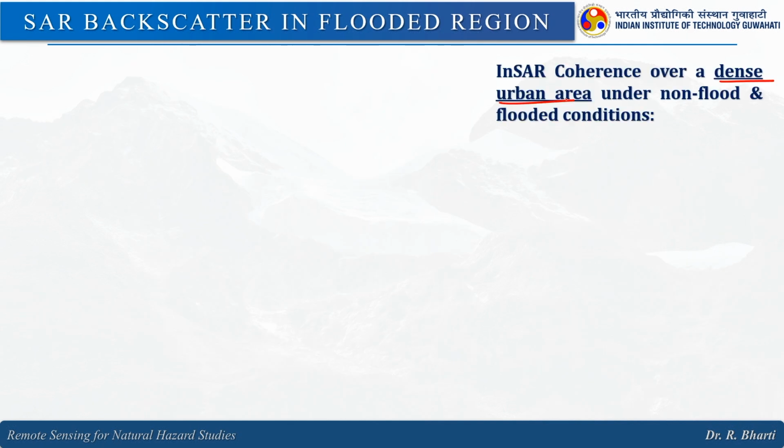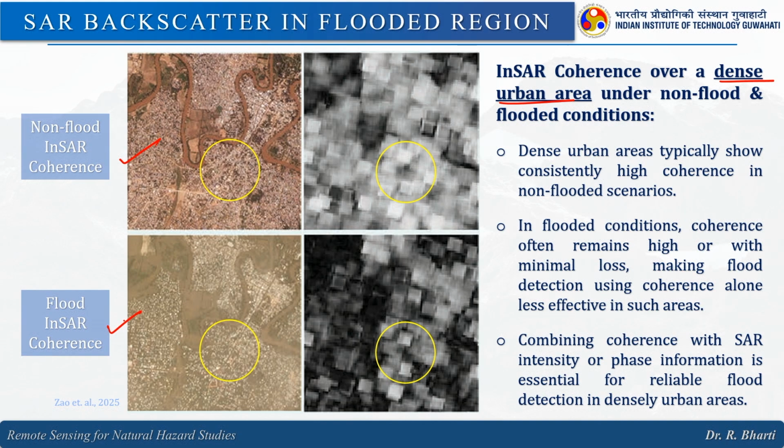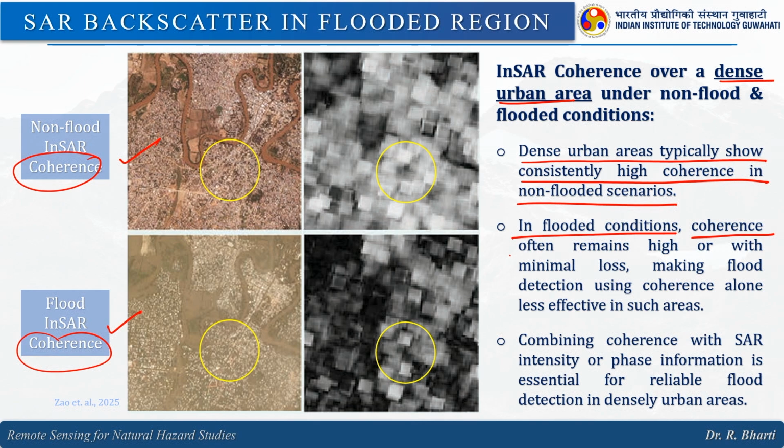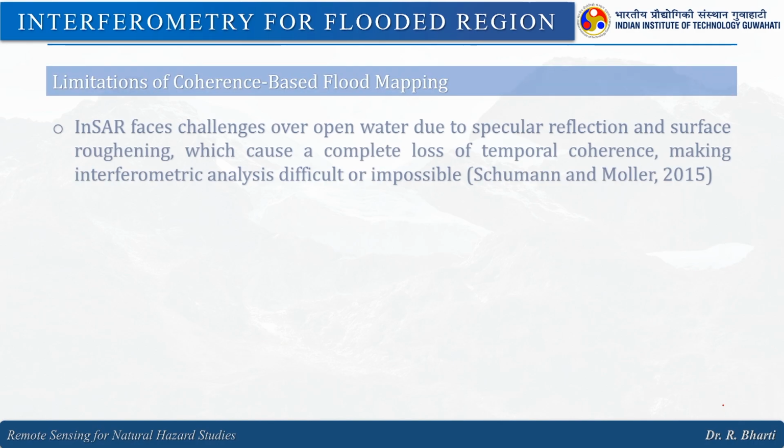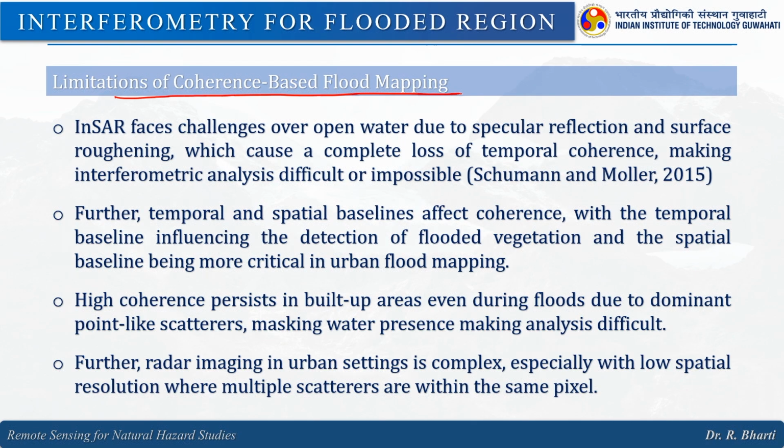For the dense urban area, this is the normal condition, this is the flood condition, and here you have the coherence value, right. Dense urban areas typically show consistently high coherence in non-flooded scenario. In flooded condition, coherence often remains high or with minimal loss, making flood detection using coherence alone less effective in such areas. Combining coherence with SAR intensity or phase information is essential for reliable flood detection in dense urban areas, right.